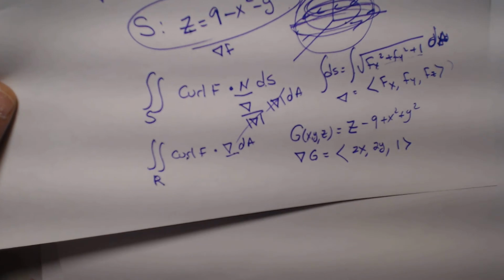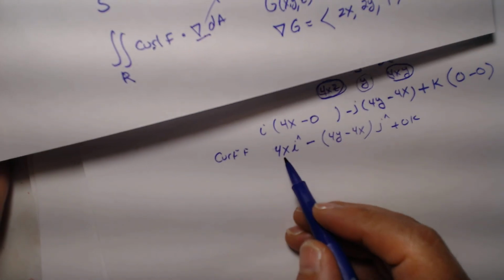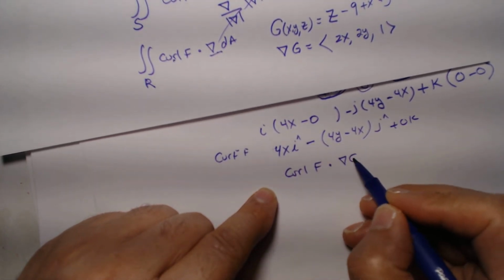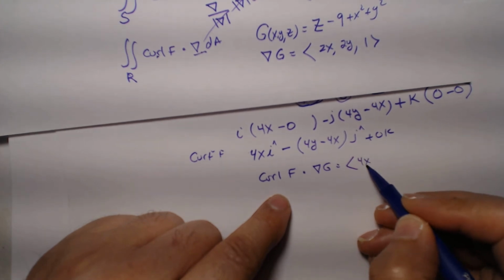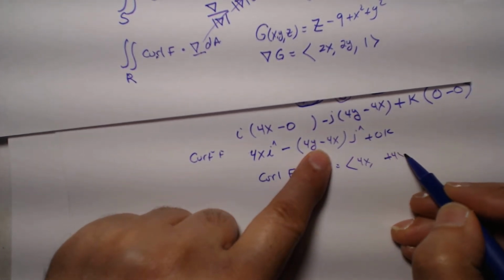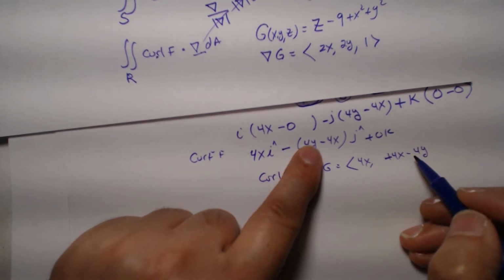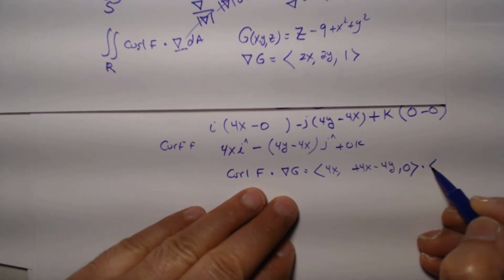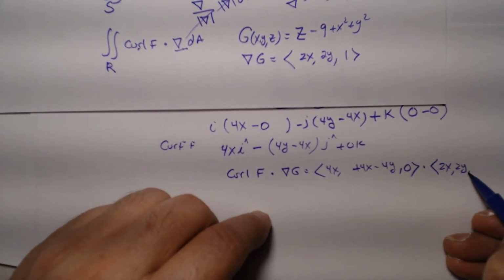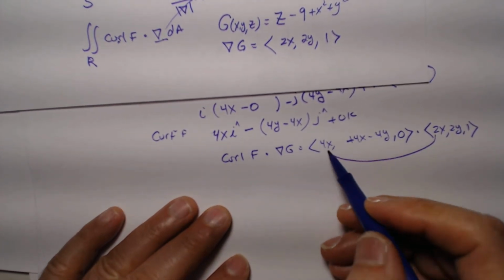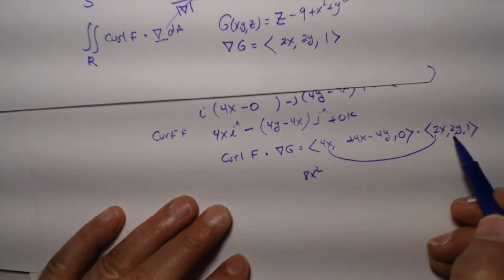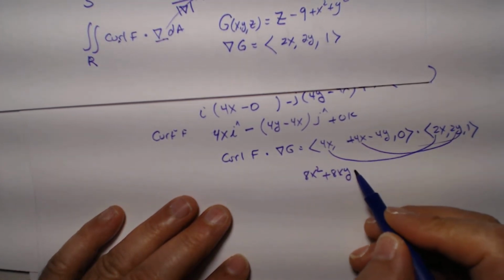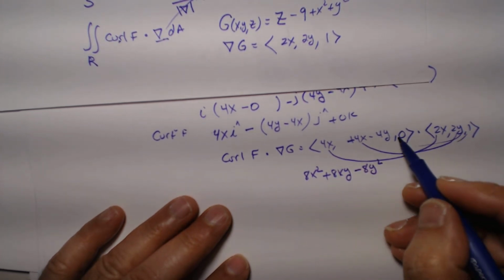Okay, I got the curl, I got the gradient. What is the curl of F dotted with the gradient of g? I have 4x plus 4x minus 4y. I just distribute the negative, 0, and I dot it with 2x, 2y, and 1. Therefore, in here you have 8x squared plus 8xy minus 8y squared plus 0.